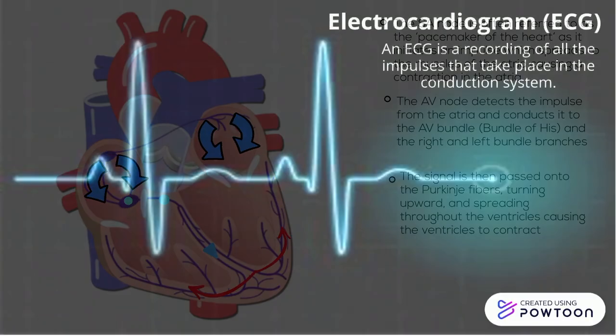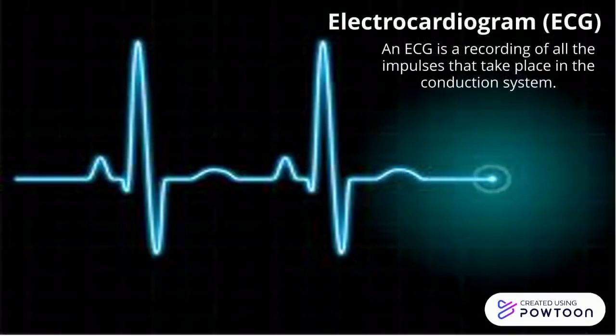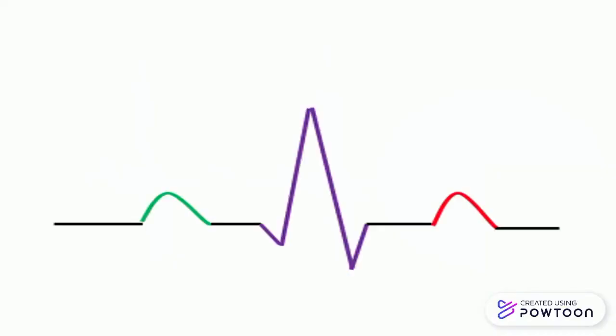The signal is then passed on to the Purkinje fibers, turning upward and spreading throughout the ventricles, causing them to contract. An ECG is used to record all the impulses that take place in the conduction system. The P wave is known as atrial depolarization. This is when the atria fill with blood. The SA node sends electrical signals throughout the atria, causing them to depolarize.